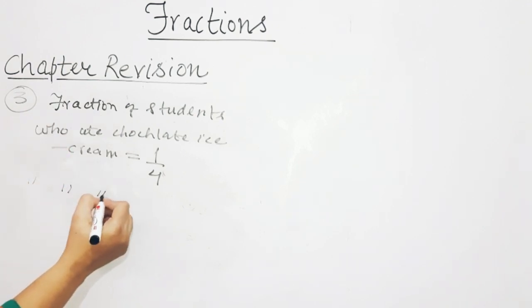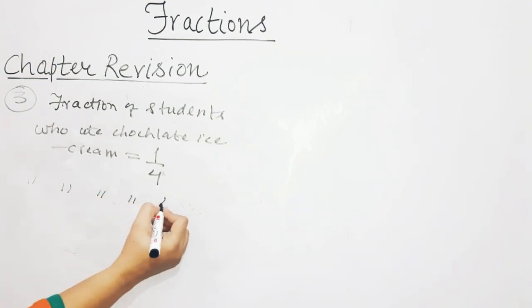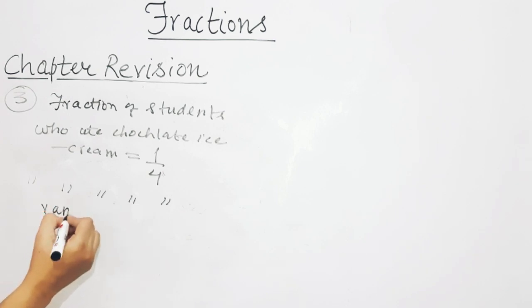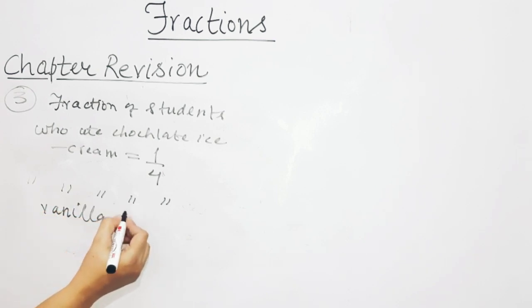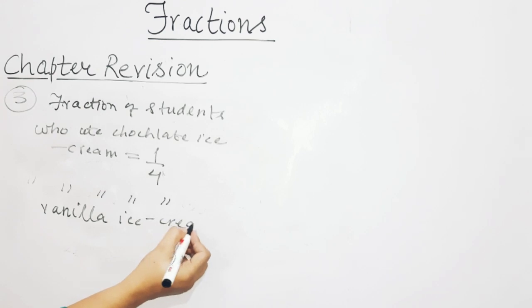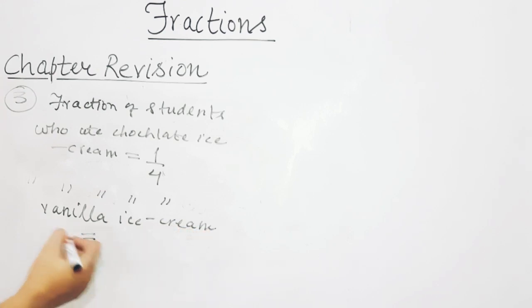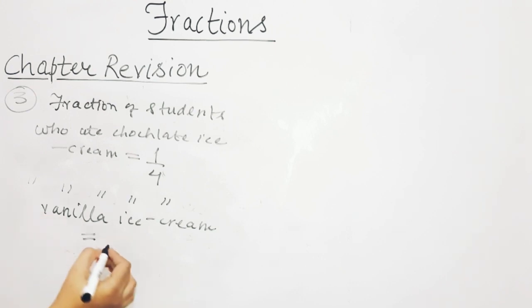Fraction of the students who ate, now I am not writing the whole statement, vanilla ice cream. Fraction of the students who ate vanilla ice cream. So the answer is 1/5. Now what is the next statement? The next statement is for butterscotch.